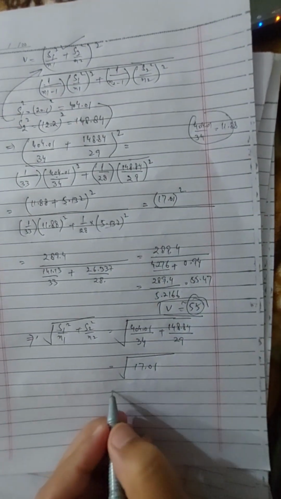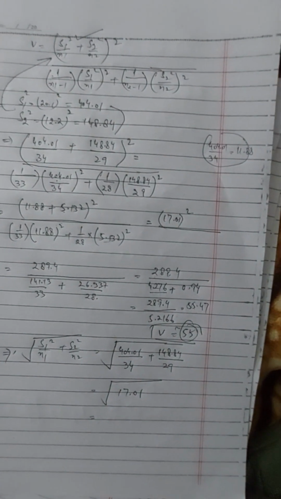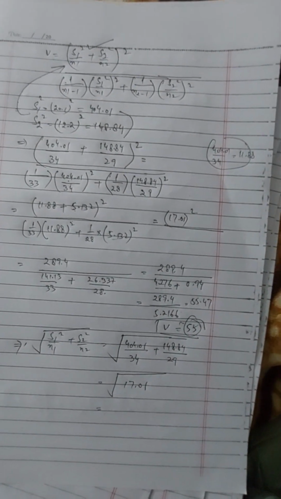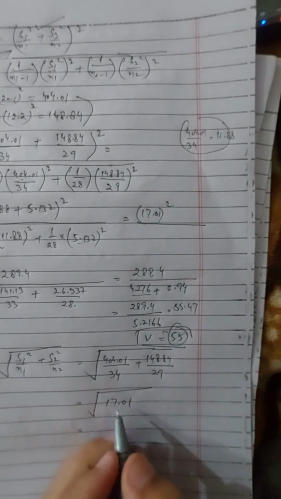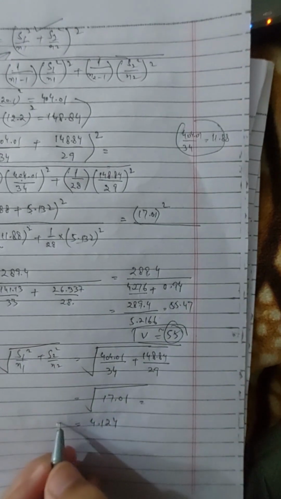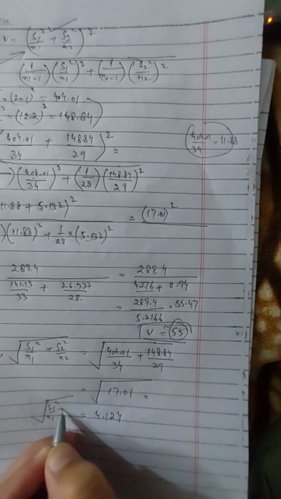So under the root of 17.01 will give us 4.124. So this is the value of the multiplier.